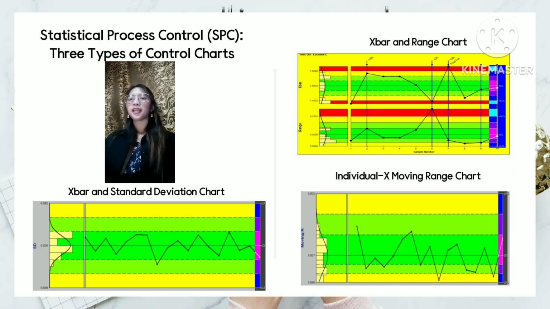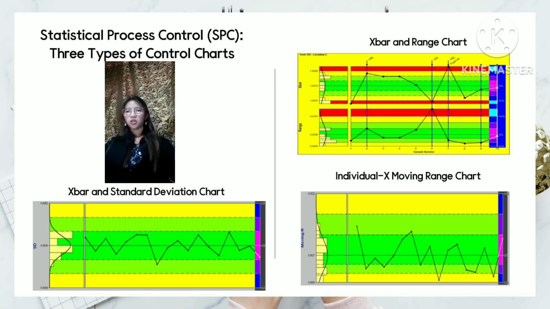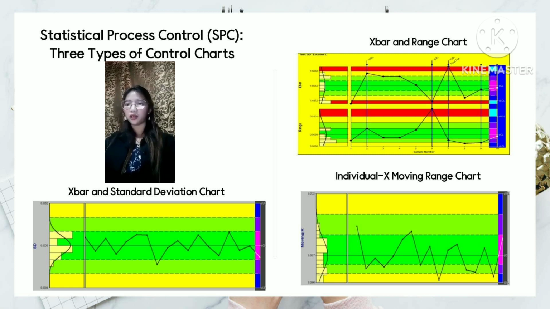Number 1 is the X-bar and range chart. The most common type of SPC chart for operators searching for statistical process control. The X-bar and range chart is used to monitor a variable's data when samples are collected at regular intervals. The chart is particularly advantageous when your sample size is relatively small and constant.